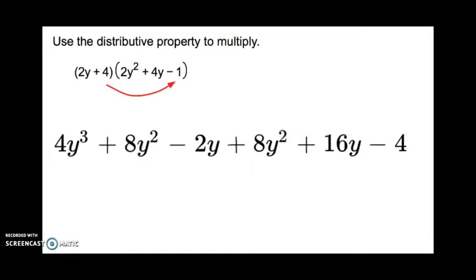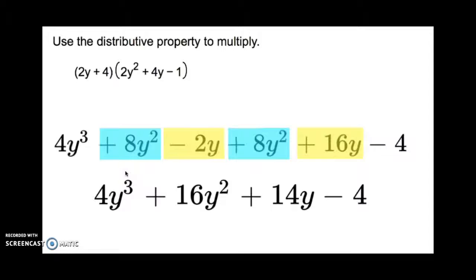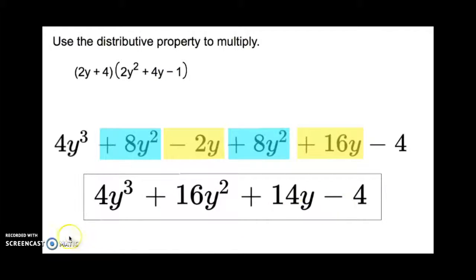Okay, now we combine our like terms. We have 8y squared and 8y squared as like terms, same letter and exponent. Negative 2y and 16y, same letters and exponents. So now 8y squared plus 8y squared is 16y squared. Negative 2y plus 16y is 14y. So your answer is 4y to the third plus 16y squared plus 14y minus 4. That is your answer, so let's type it in.